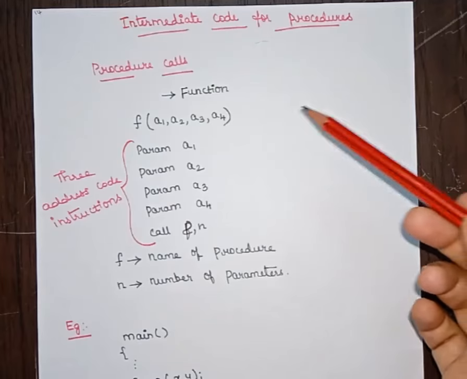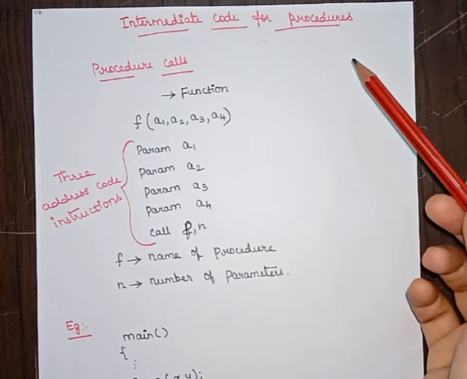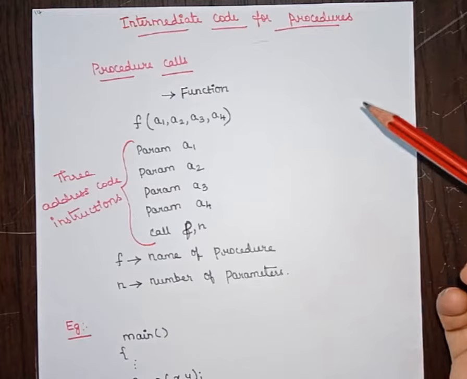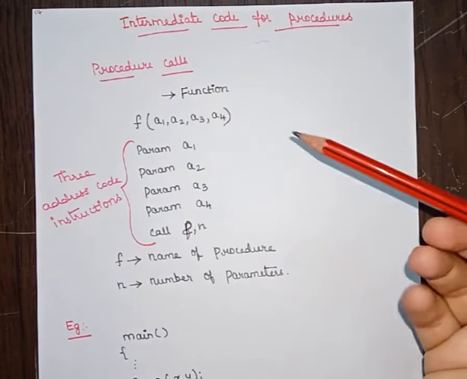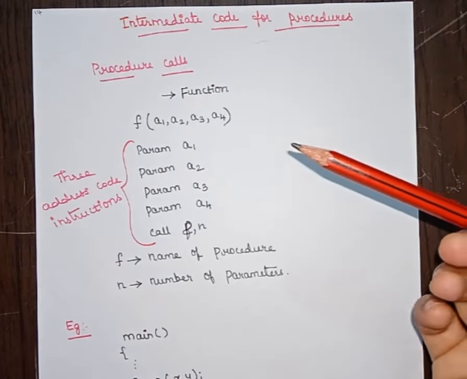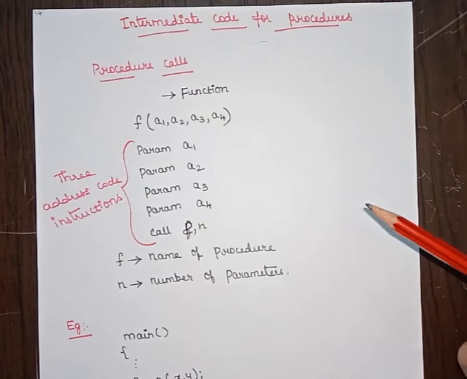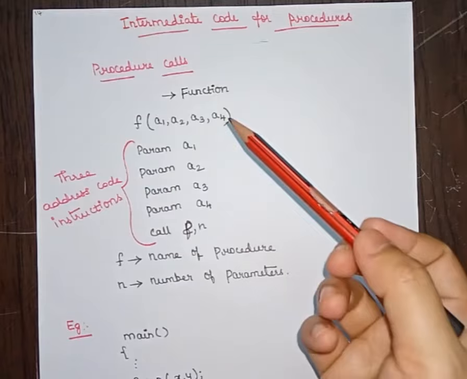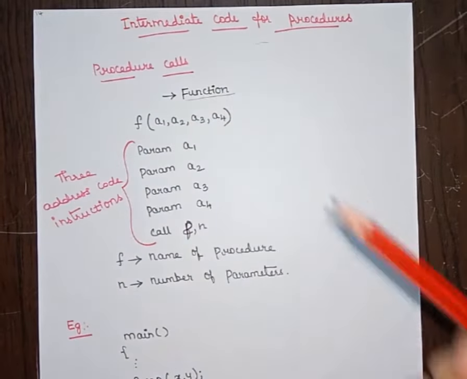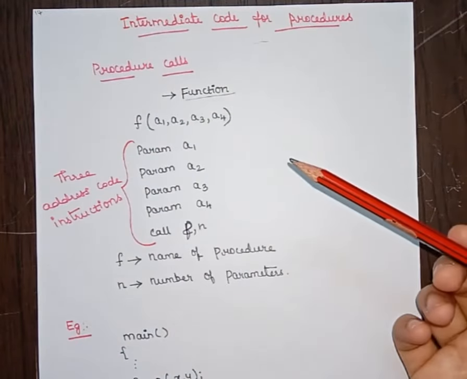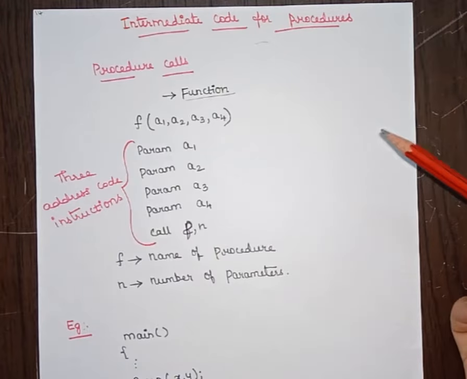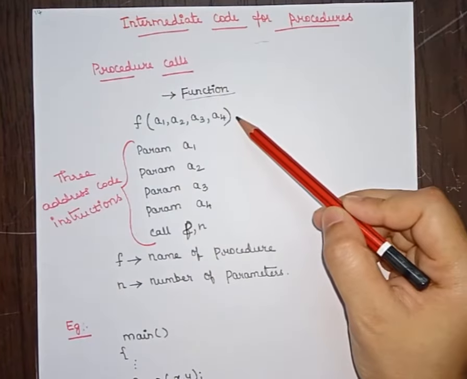Welcome to the class. This session is about intermediate code for procedures. So here we are going to discuss the procedures and their implementations. Here we are using the term function for procedure. The term function is used for procedures, and this procedure or function returns some values, right? So let us consider an example.